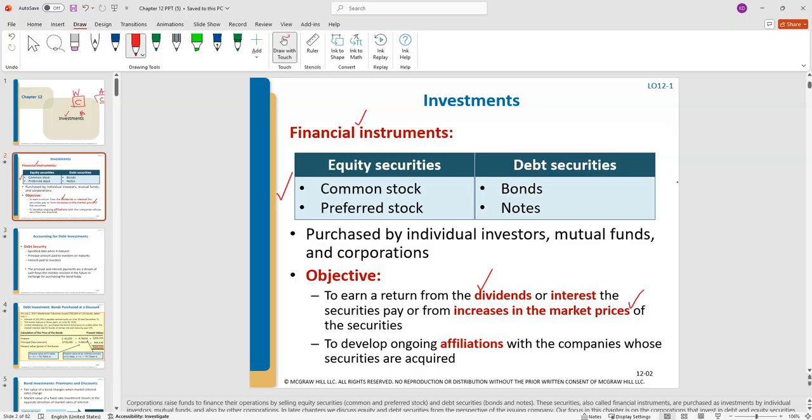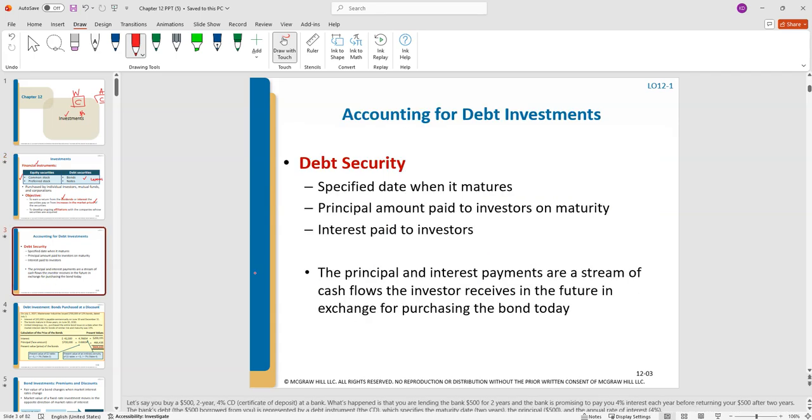In distinction, with debt securities, bonds, and notes, when you buy them as an investment, it's really just a lending agreement. I will lend you the money, you'll pay me some interest, and I'll get my principal back. How I make money there is through interest income. So we're going to look at how we account for this. We'll start with debt securities, then we'll go to equity securities.